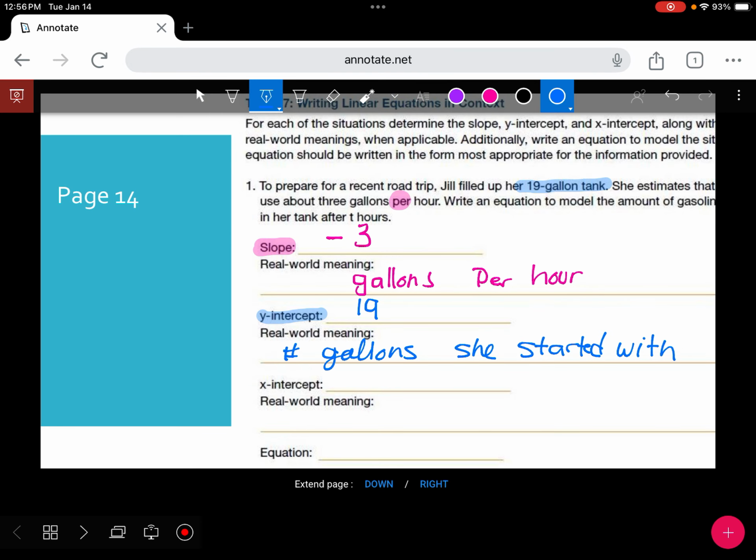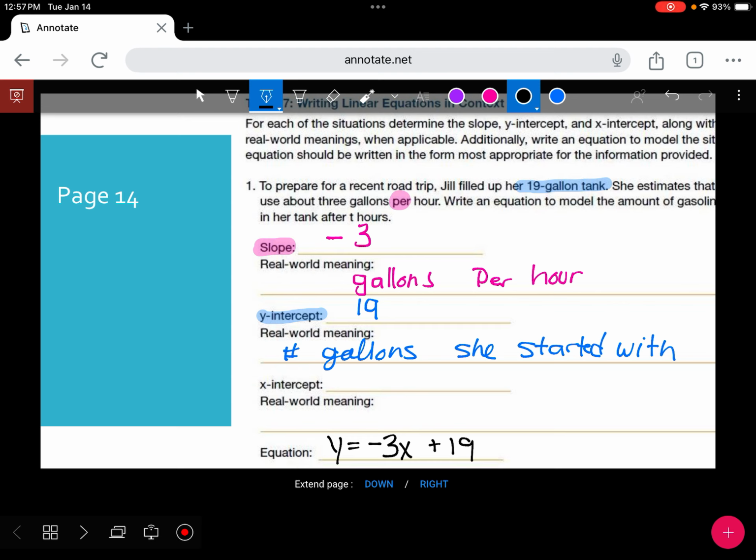From those two pieces of information, we have enough to be able to write our equation. What's our equation going to be? Y equals? Minus 3x plus 19. Absolutely valid way to write this. We could also use t instead of an x. We could also use g for gallons.